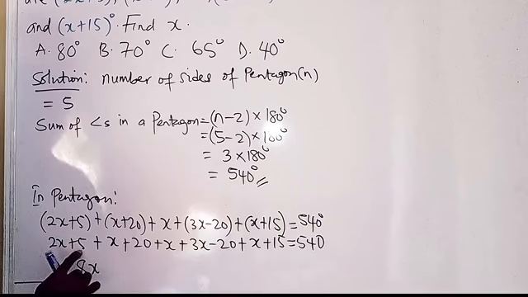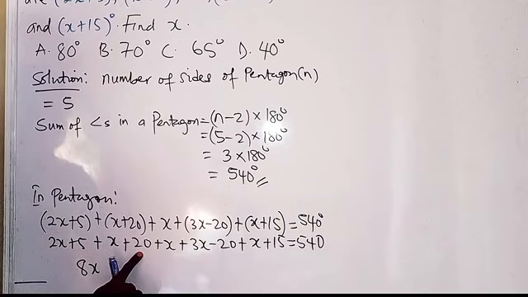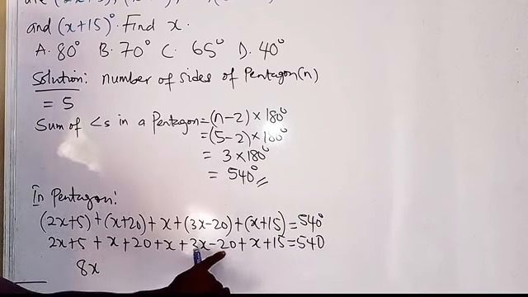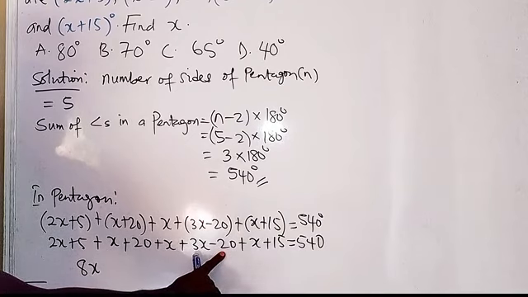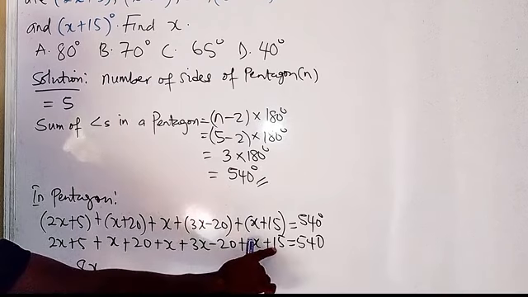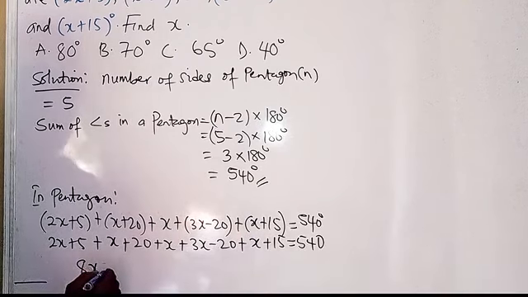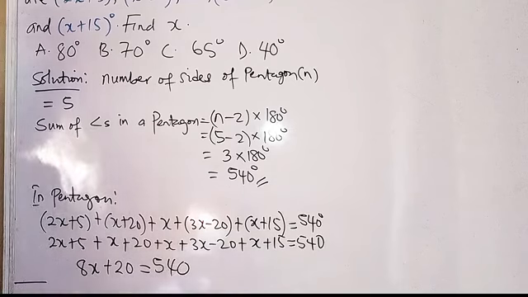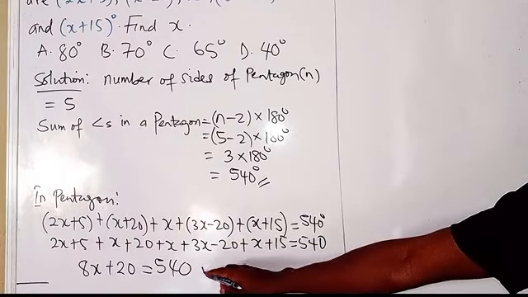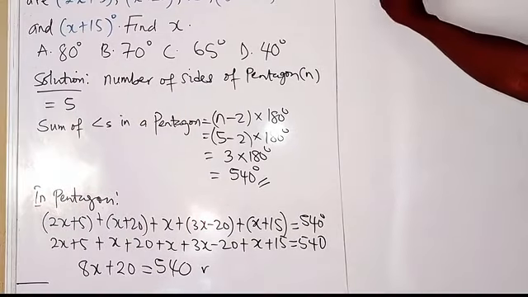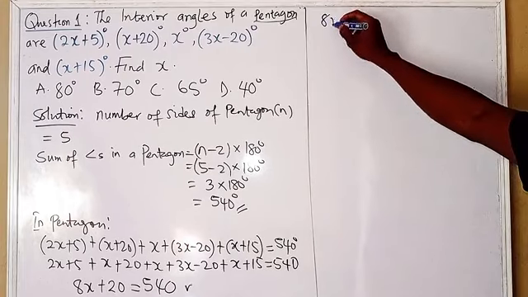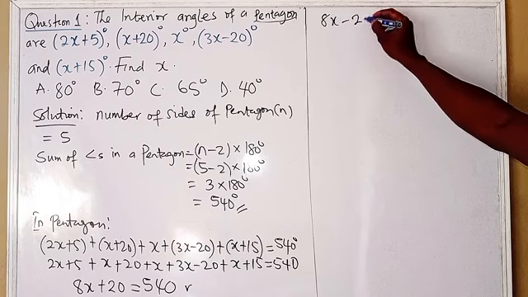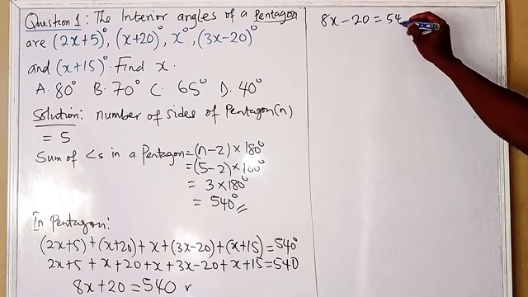Right? Now here, 5 plus 20 is 25. 25 minus 20 is 5. Then 5 plus 15, we're going to have 20. So everything will be 20 equals 540. Understood? From here, we have 8x plus 20 equals 540.